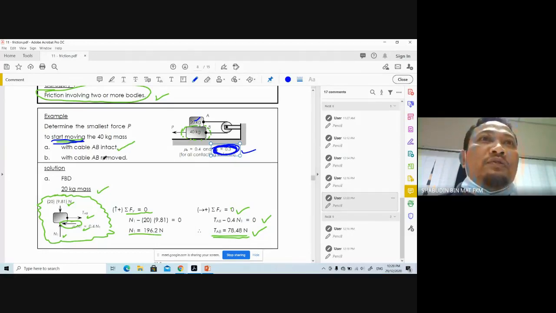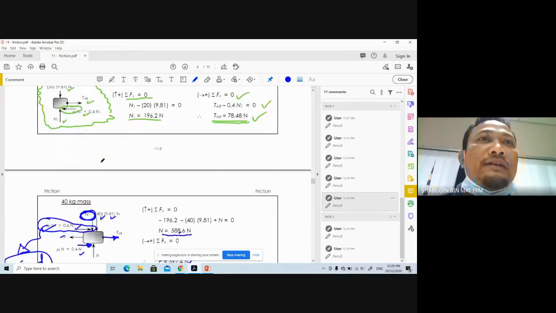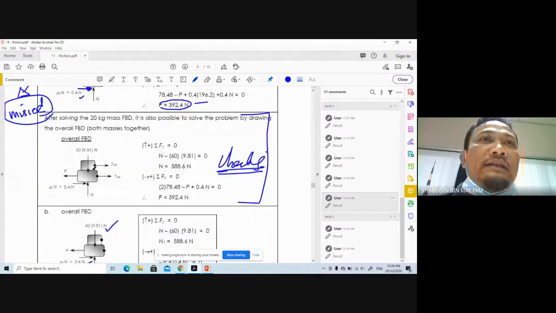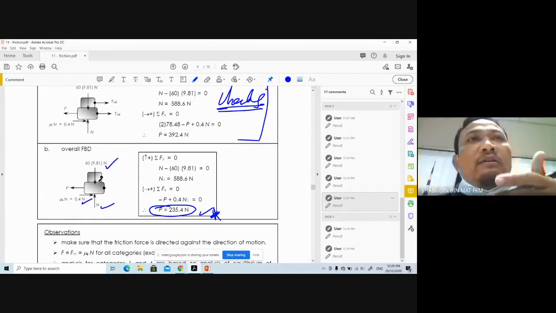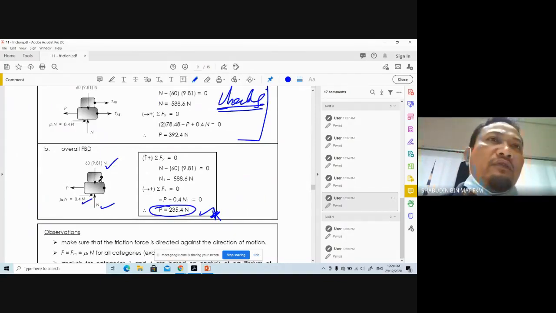Why? When you remove cables A and B, there is no force there, and no friction between the 20 and 40 kilogram, because the frictional force in between is zero. That's why you don't have friction there. Understand this very clearly. I will finish, don't worry.